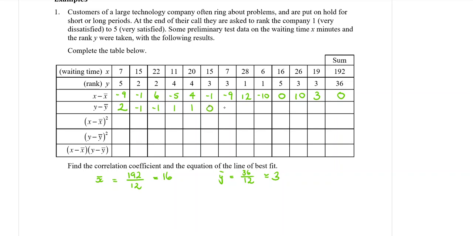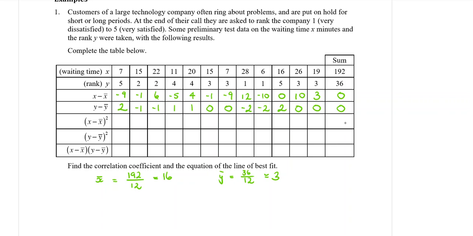3 take away 3 is 0 for both those next two. 1 take away 3 is -2 for the next ones. 5 take away 3 is 2. 3 take away 3 is 0 and 0. And when we add all those up, it should also give us 0. Okay, it's the reason we find an average. It should be the same.